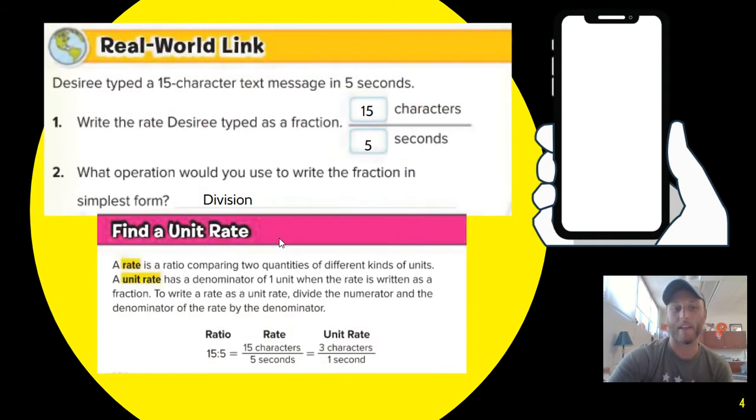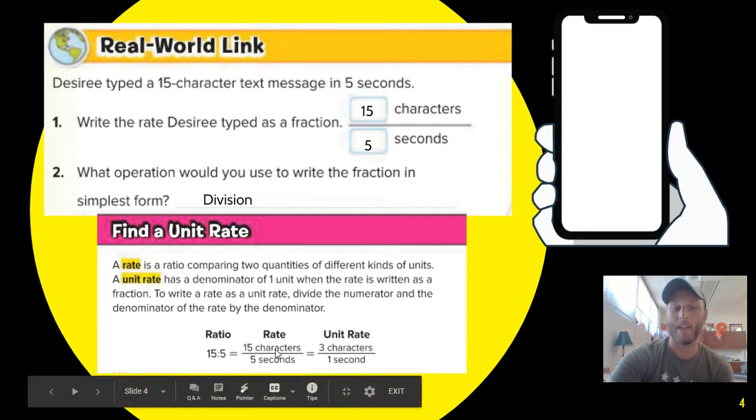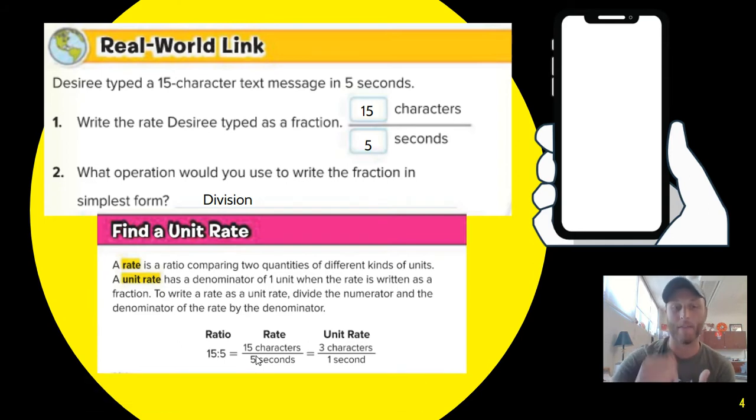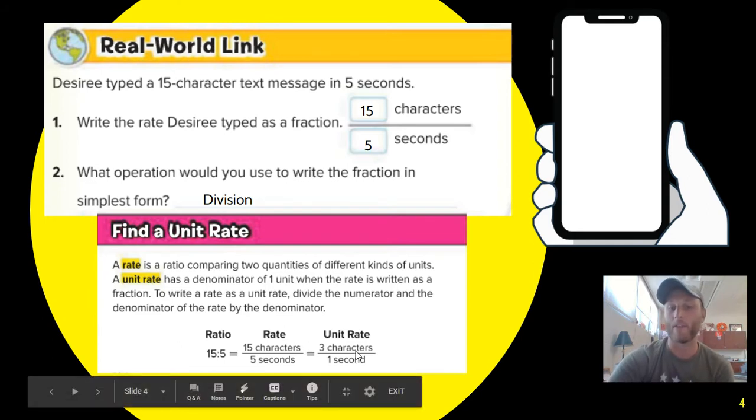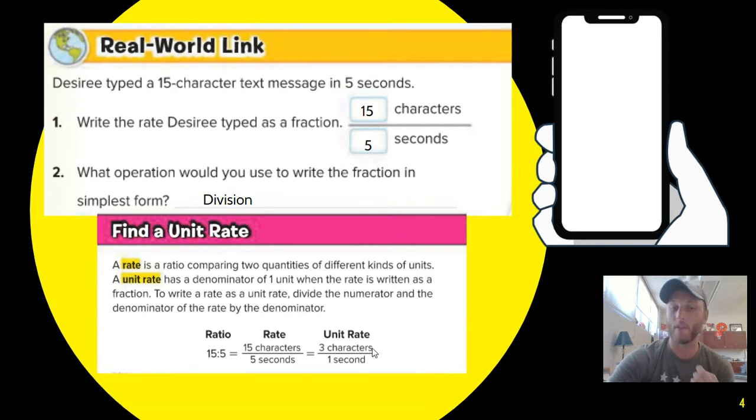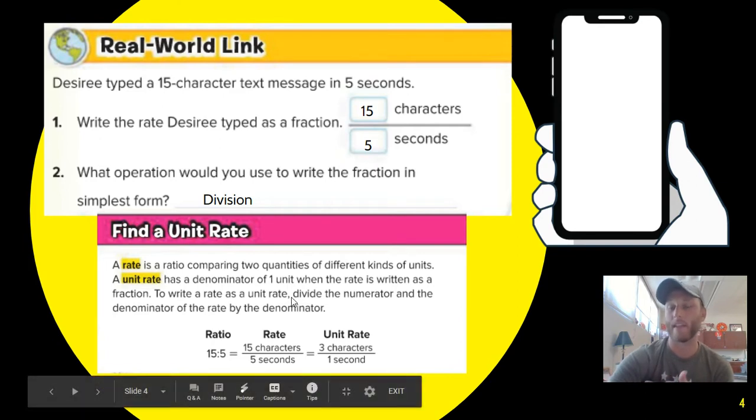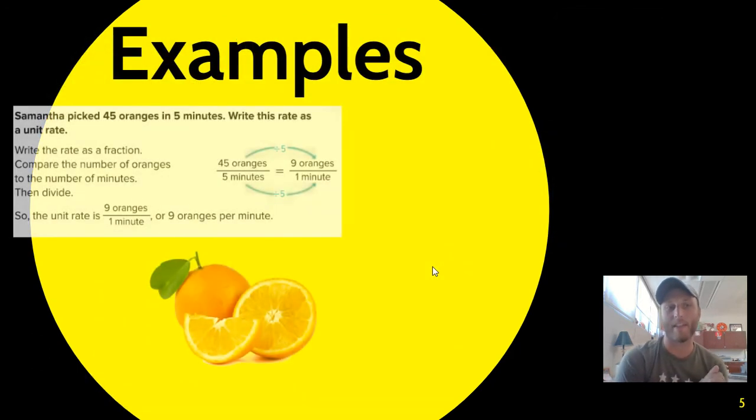I'm taking my rate of 15 characters over 5 seconds, and all I'm doing is dividing by 5, because I know that 5 is a factor of 15 and 5. So 15 divided by 5 gives us 3, and 5 divided by 5 gives us 1. So we now know the unit rate is 3 characters per second. The way I could say that is Desiree can type 3 characters per second when she is text messaging. All right, let's look at some other examples.